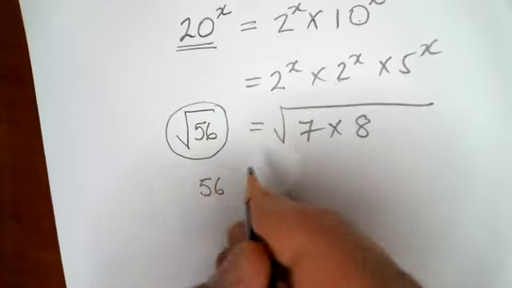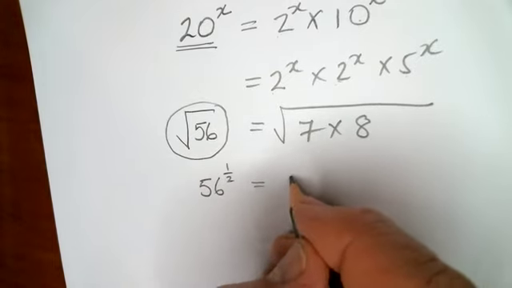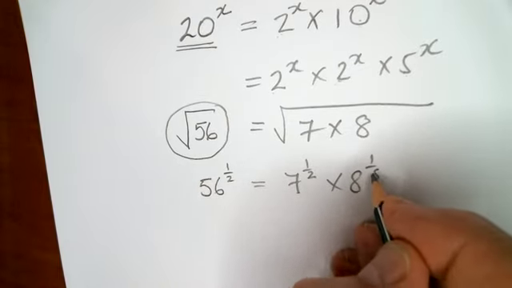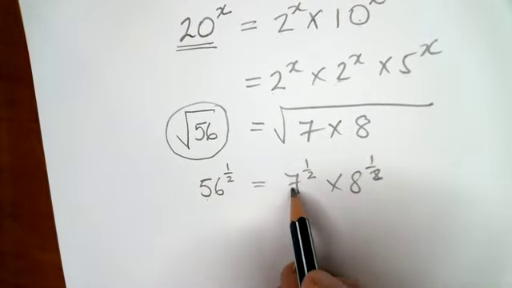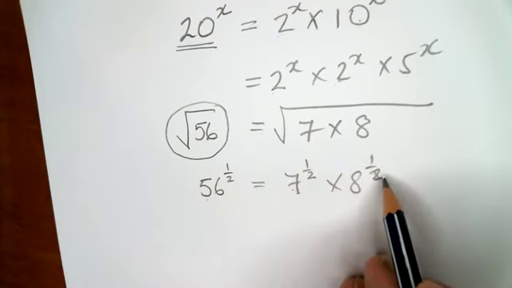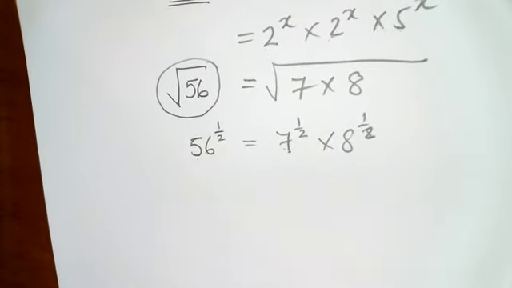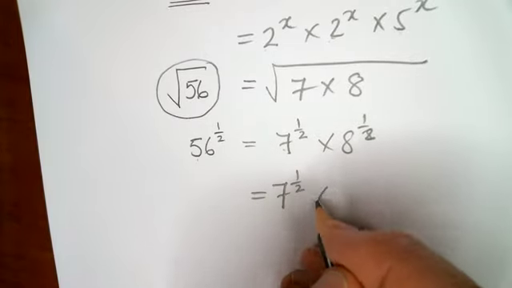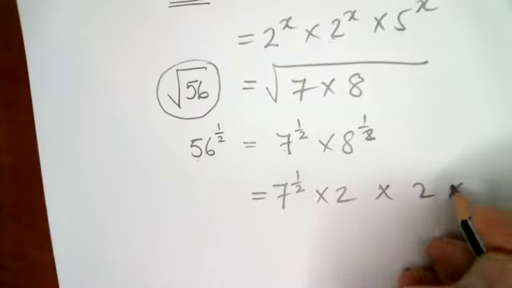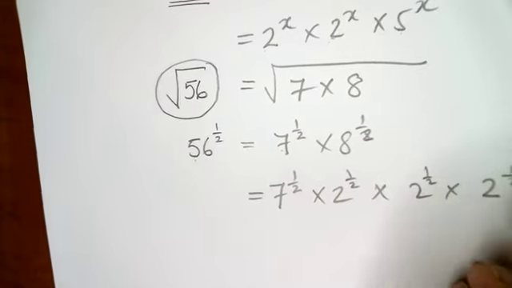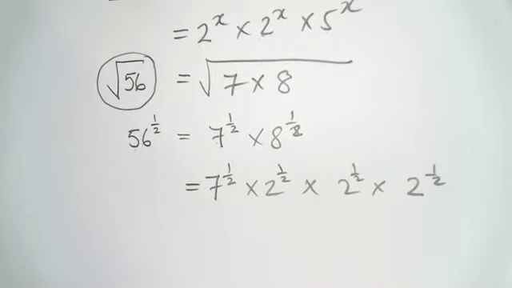Root 56 means 56 to the power of a half, which is the same as 7 to the power of a half, times 8 to the power of 1/2. The fact that 56 is 7 times 8, and this is to the power of a half, only works if this is to the power of half, and this is to the power of half. Of course, 8 is also 2 times 2 times 2. So you could rewrite this as 7 to the power of a half times 2 times 2 times 2, as long as you make all of these to the power of 1/2. And that all works.